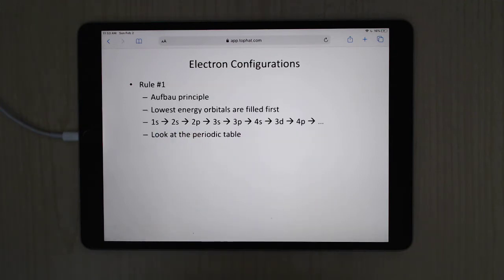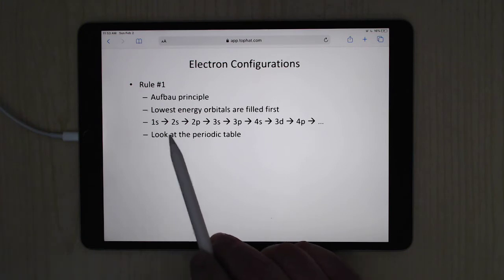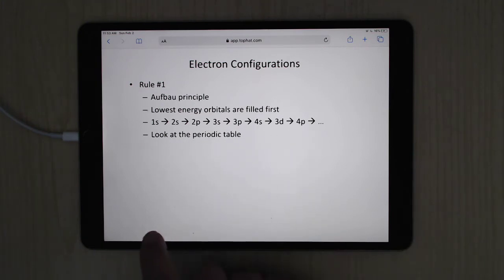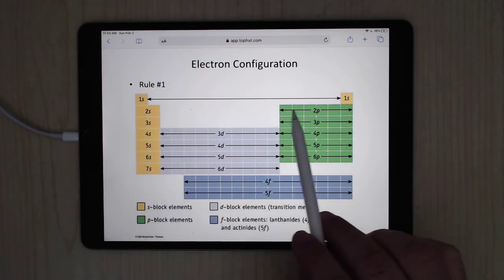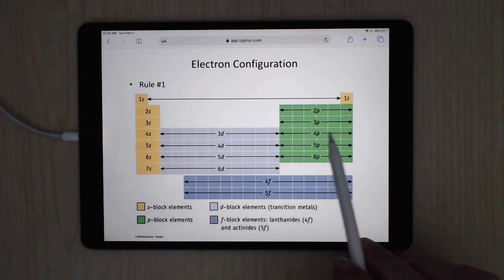So how are we going to configure these? A couple of different scientists contributed to this. The first one is Aufbau. What he said is that you're going to fill up the lowest energy orbital first. So how do you figure out how you're going to fill these up? Well, you can memorize them, or you can just look at the periodic table. It turns out if you go across, it'll tell you which orbital you're going to have to fill next.